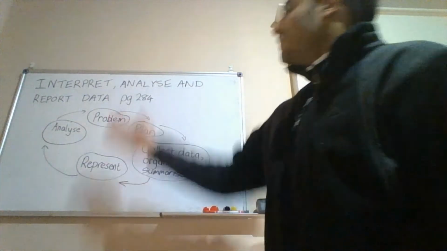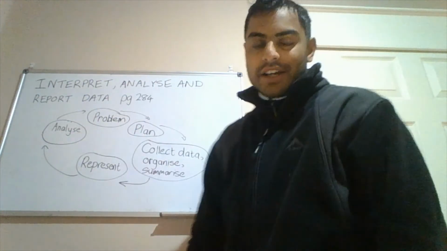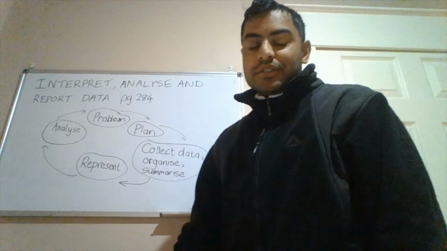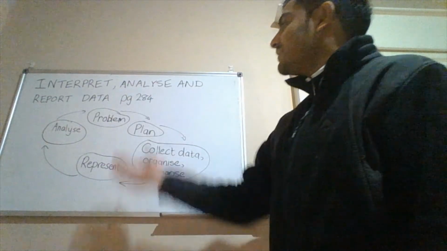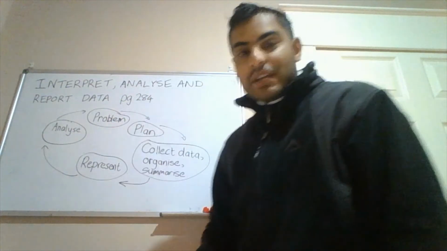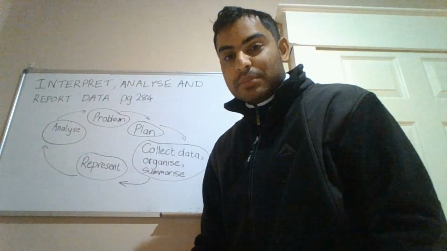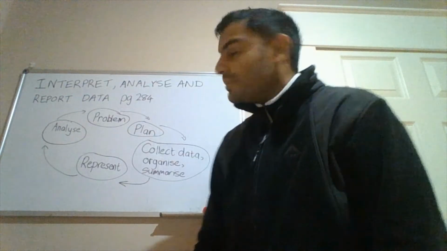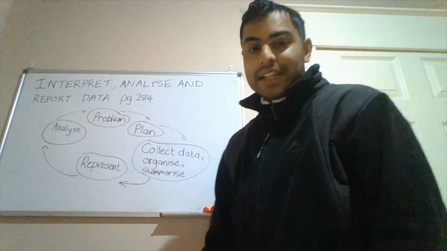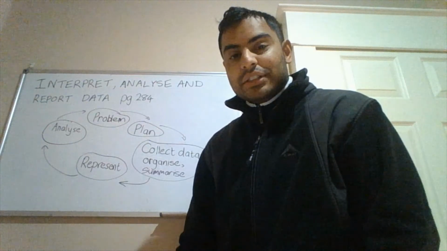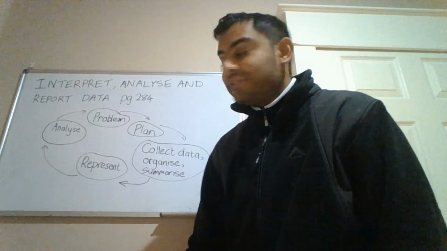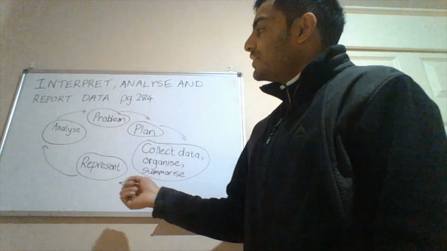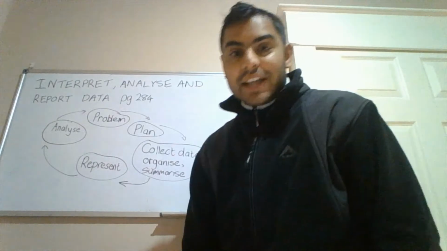Today we're going to move on to interpreting, analyzing and reporting the data. This is the section on page 284. If you recall, our data cycle starts with a problem, then we get a plan as to how we're going to tackle this problem. We collect, organize and summarize data relevant to the problem. We represent this data. We saw the representations in the forms of various graphs, bar graphs, line graphs, scatter plots, and pie charts. And lastly, we analyze the data.